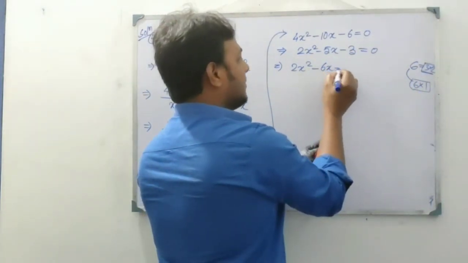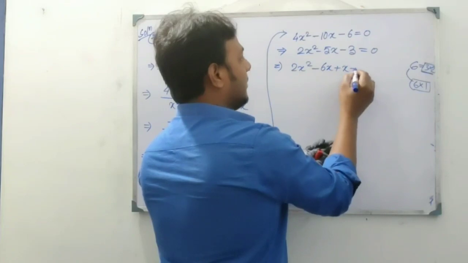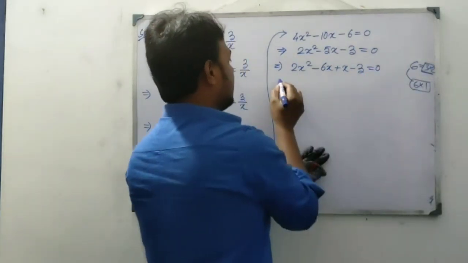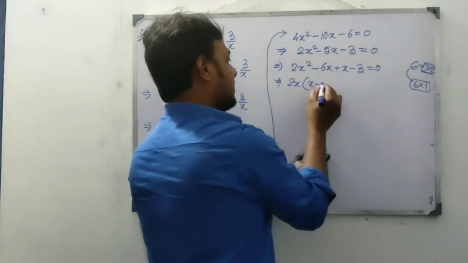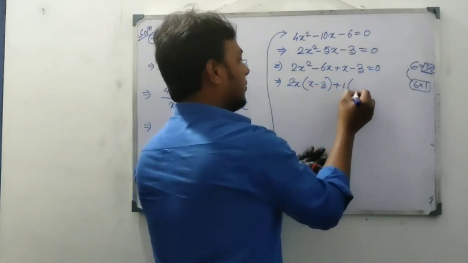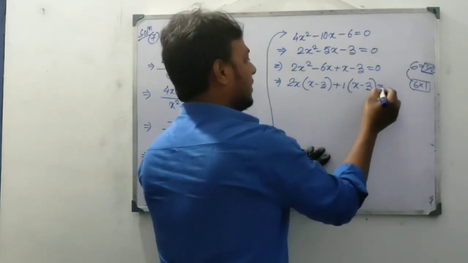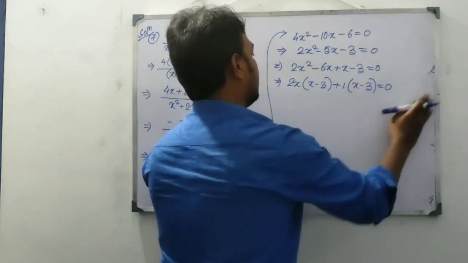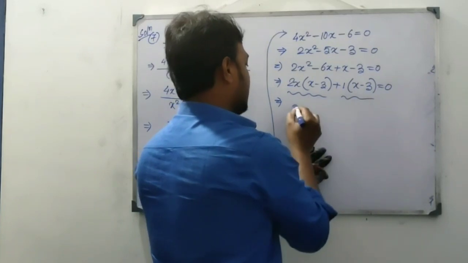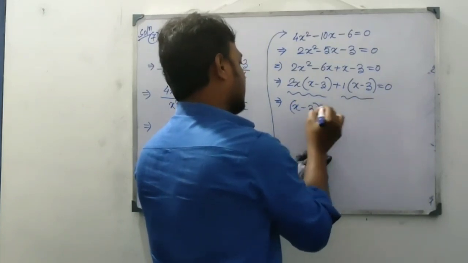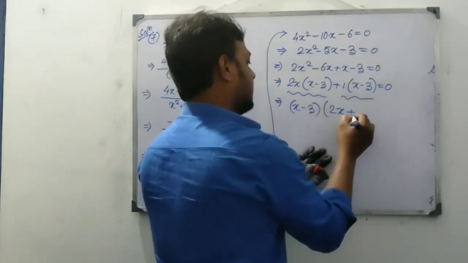So 2x square plus x minus 6x minus 3 equals to 0. We have jumped a step. Now take common 2x, then x minus 3 plus take common 1, then x minus 3 itself equals to 0. Okay. Now two terms are there, first term and second term. Take common x minus 3 and rest terms are 2x plus 1 equals to 0.